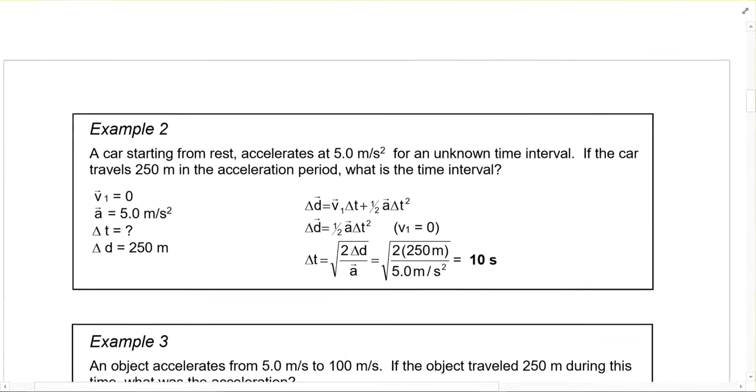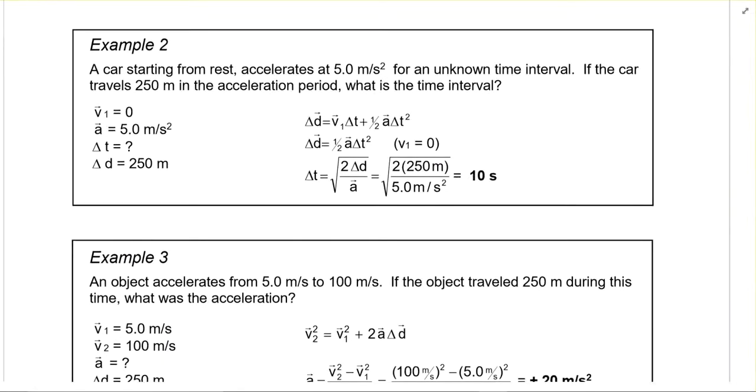Okay, number 2: a car starting from rest accelerates. Rest is a big word there, so I'd underline that as you're reading through it. Accelerates at 5 meters per second squared for an unknown time interval. If the car travels 250 meters in the acceleration period, what is the time interval? So we write down what we know. Rest meant 0 for VI. Acceleration is 5 meters per second squared. It's asking for the time interval, so we're looking for t. And our distance was 250.